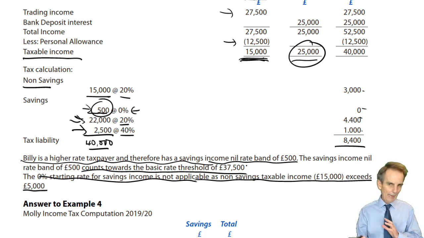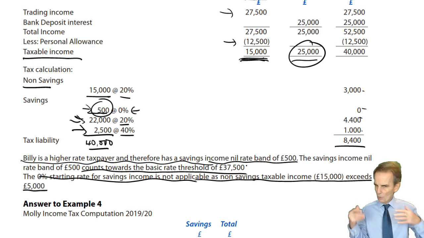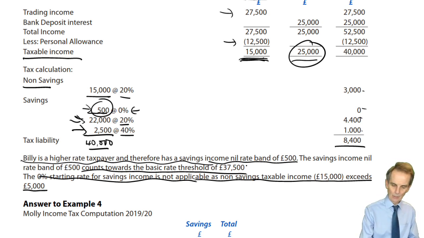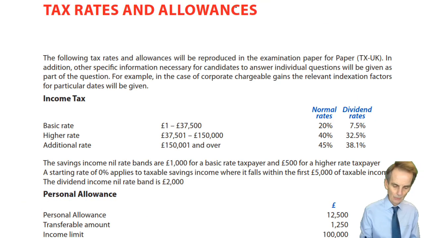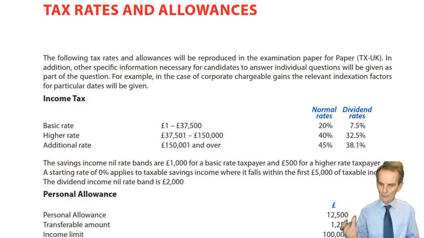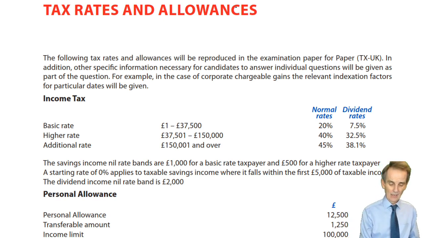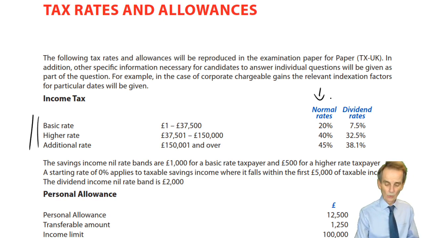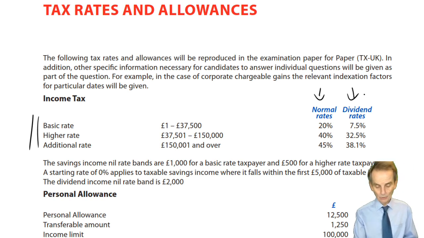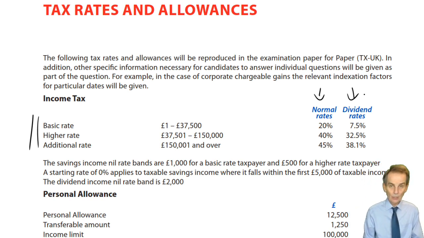Now, of course, those bands, rates and allowances will be unfamiliar to us at this point in time. But again, I hope that you are using, as I said earlier for you to do, a copy of your page of rates and allowances and have that available as we work through this chapter. Because here are your basic, higher and additional rates. We've got what we call normal rates that apply, subject to what we've just said about savings income, to both non-savings and savings income. What we have not yet seen, but we'll see during our next lecture, is the dividend income tax rates that apply.